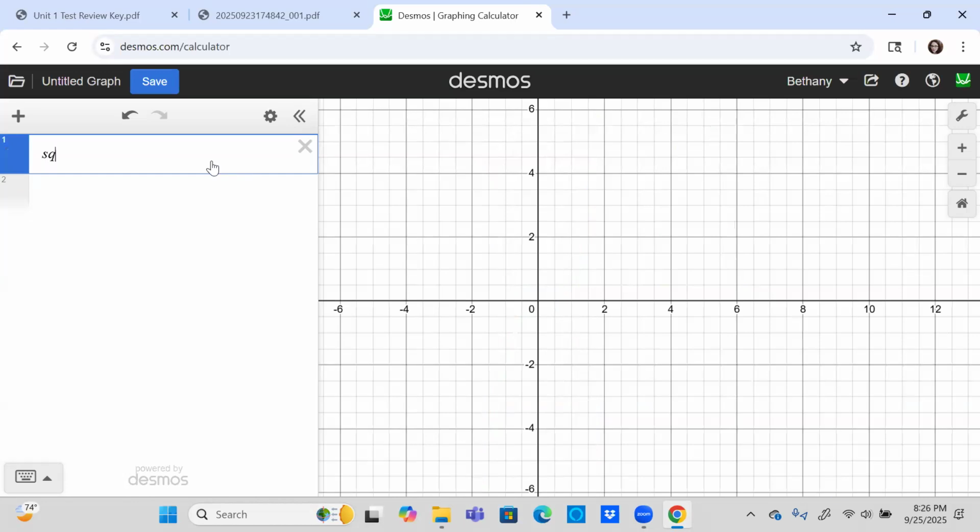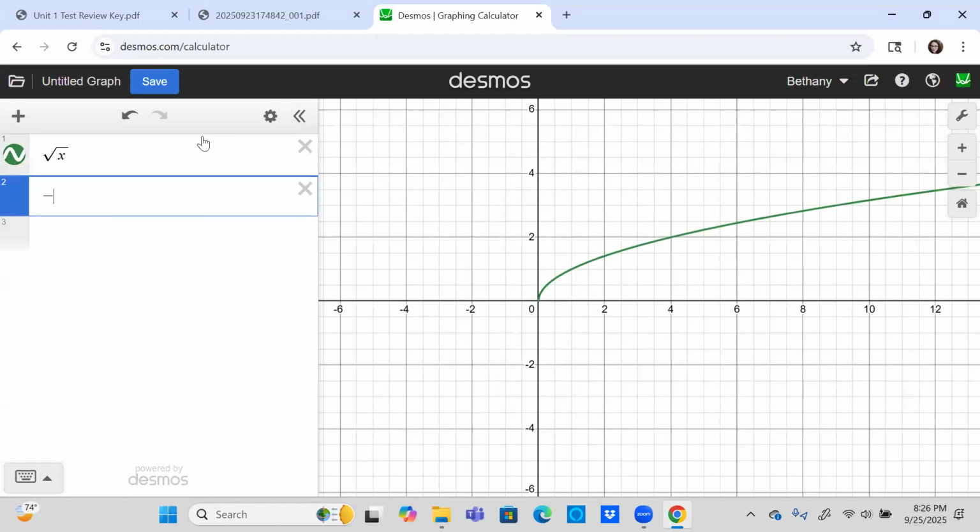Here's number 2. Here's the parent. And then we negated it. So here you're going to see the reflection over x.